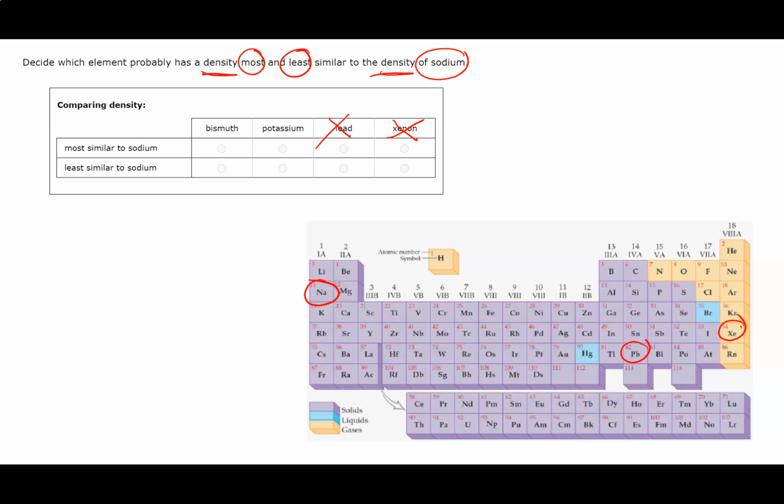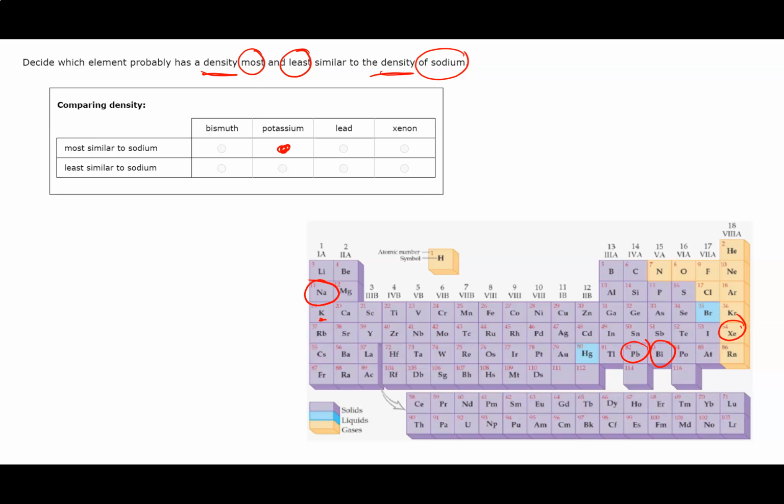And then we've got bismuth. And so bismuth is down here. That's also a long way. So I think it's unlikely. And then we've got potassium that is right next to sodium in the same group. So I'm going to go with potassium because it's in the same group and it's adjacent to sodium. So they're going to have very similar properties.